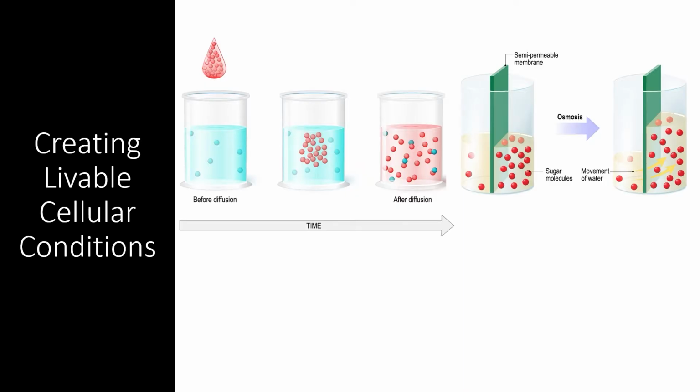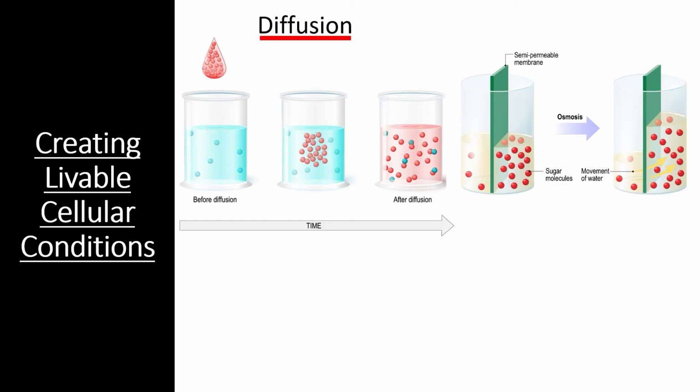So, everything up to this point has shown how cell membranes are selectively permeable membranes. Now, let's take a look at why cells need selectively permeable membranes. The ultimate answer is that cells need to create livable cellular conditions. To understand this better, let's look at the concepts of diffusion, where particles evenly distribute in a solvent, and osmosis, where water moves through a semi-permeable membrane.